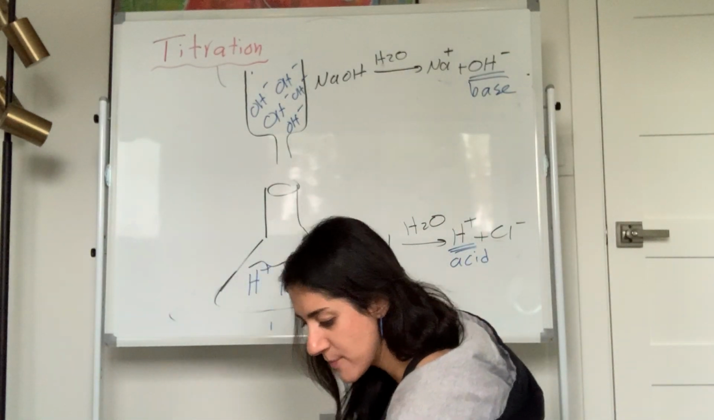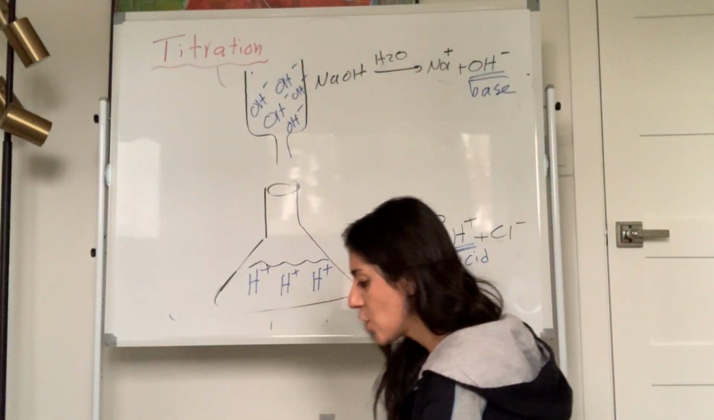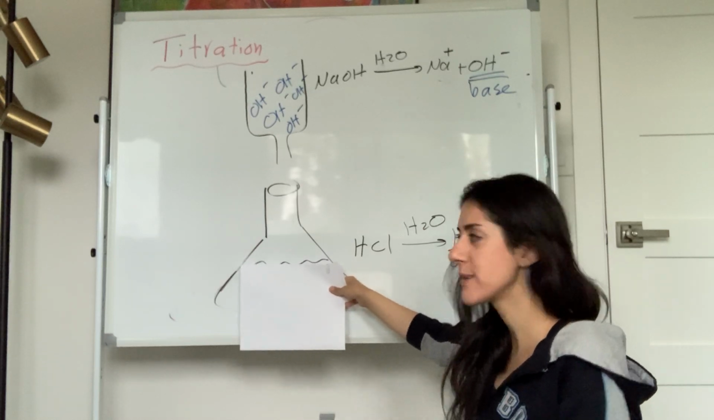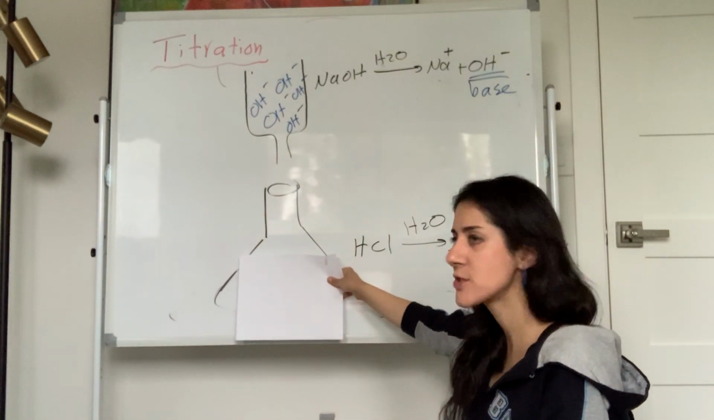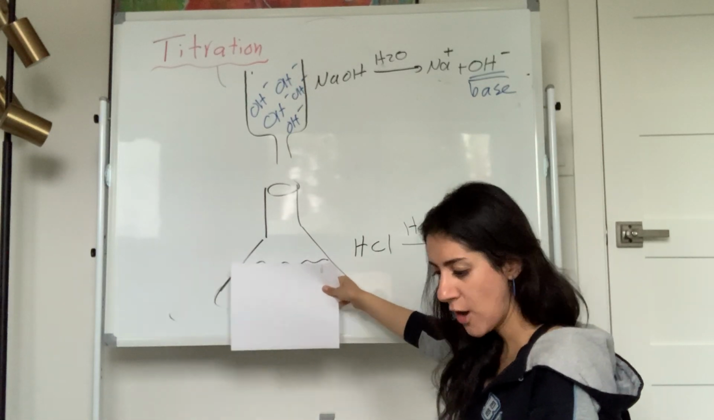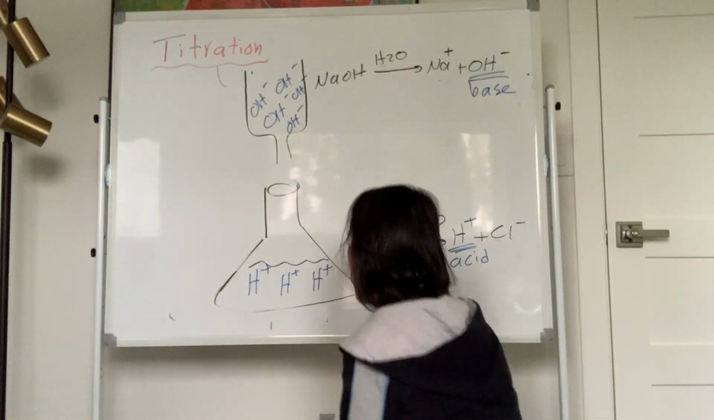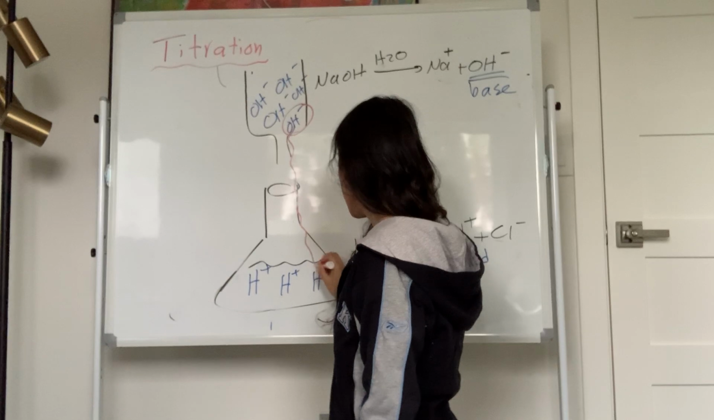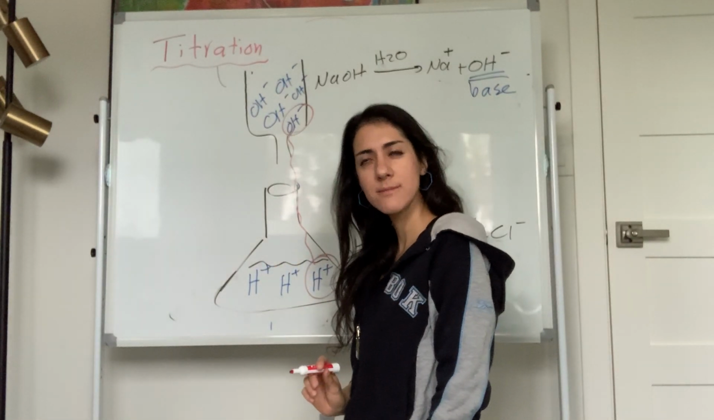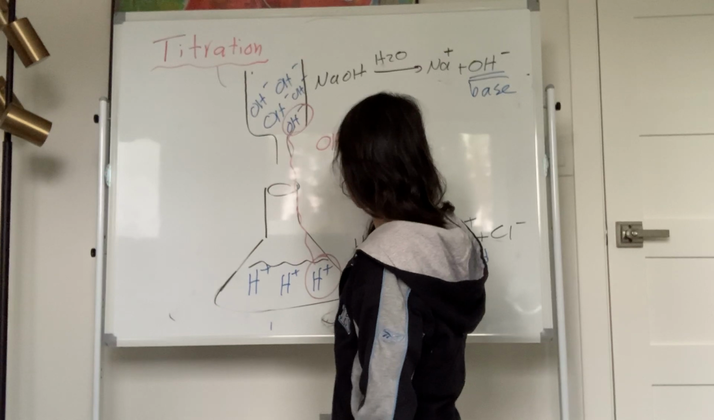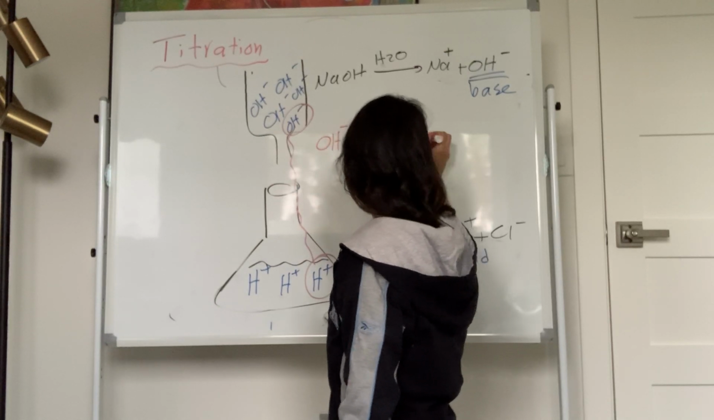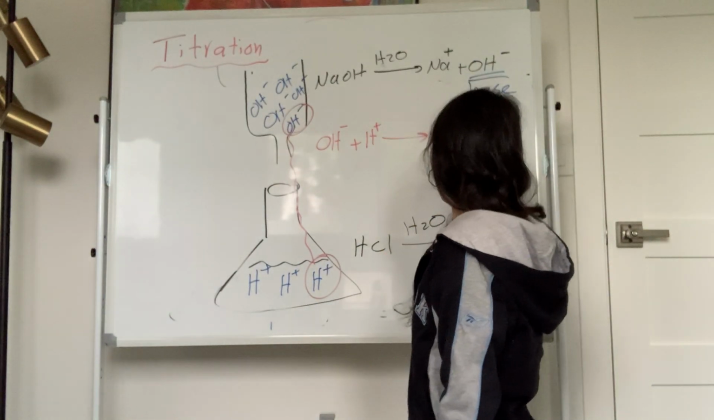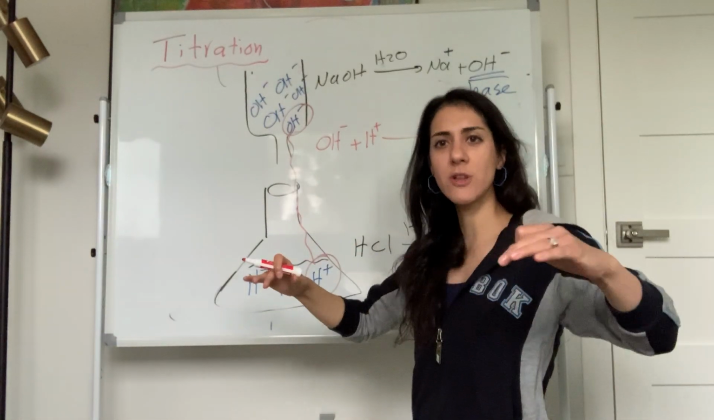Now, remember, you have no idea how much acid you have. Titration is a way to figure out how much acid or base you have. I have no idea how much acid I have in here. Okay? I'm going to start my titration. I'm going to add a drop of sodium hydroxide. The OH minus is going to go down here and react with H plus. If OH minus reacts with H plus, what do you get? You get water, H2O. So it's going to neutralize it out.